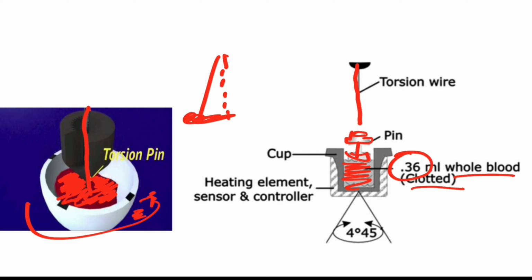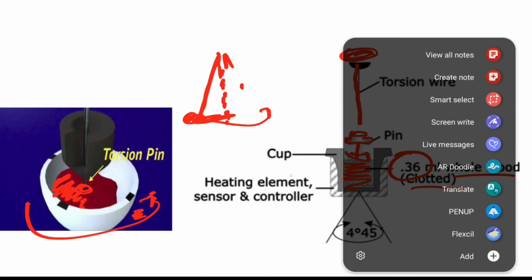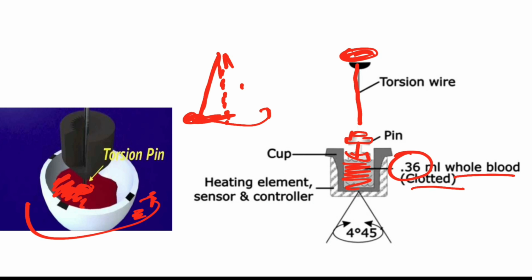The sensors measure this torsion and convert it to data which we can read and interpret as the strength of the clot or other parameters to interpret the clotting. And as soon as fibrinolysis starts, the blood clot gets dissolved. Then the pin again gets stabilized, the movement of the pin decreases, and we know fibrinolysis is occurring. So we'll see the graph.